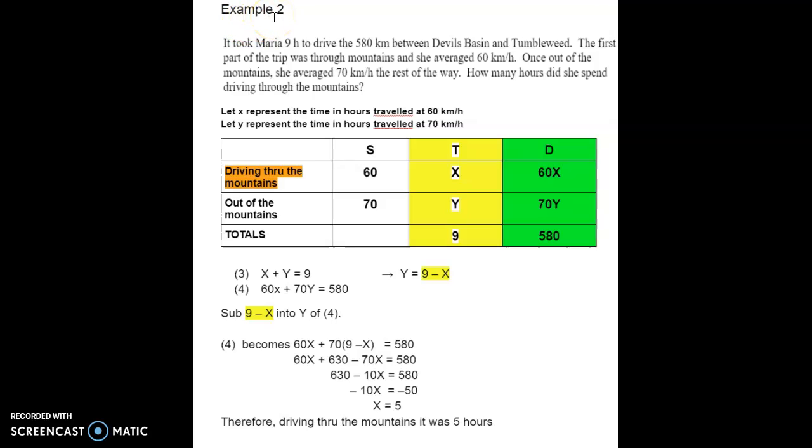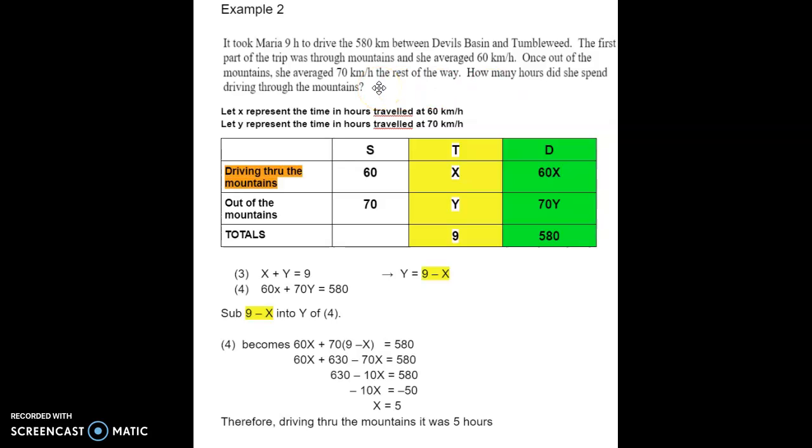Example 2. It took Maria 9 hours to drive 580 kilometers between Devil's Basin and Tumbleweed. The first part of the trip was through mountains, and she averaged 60 kilometers per hour. Once out of the mountains, she averaged 70 kilometers an hour the rest of the way. Question: how many hours did she spend driving through the mountains?